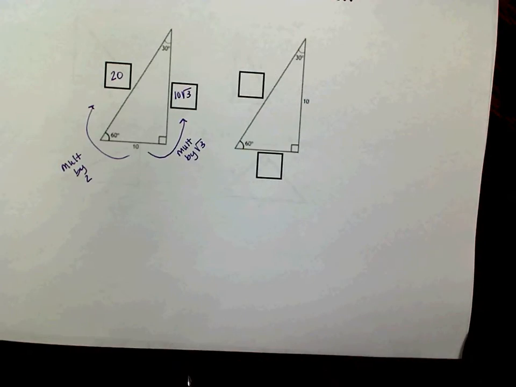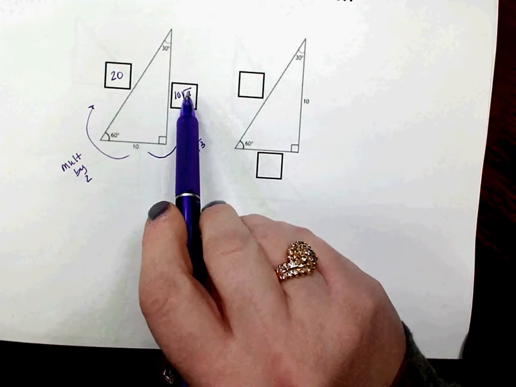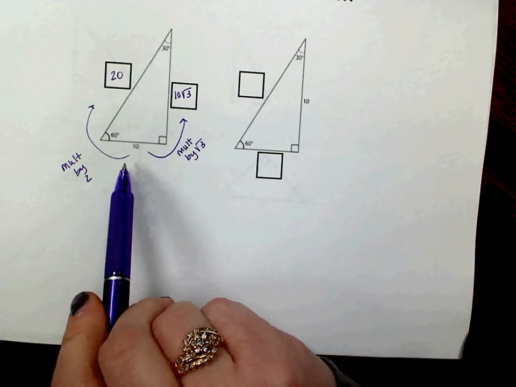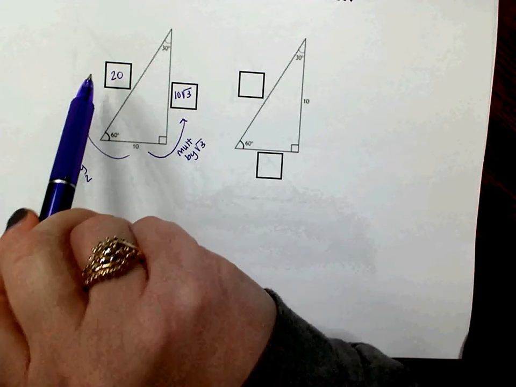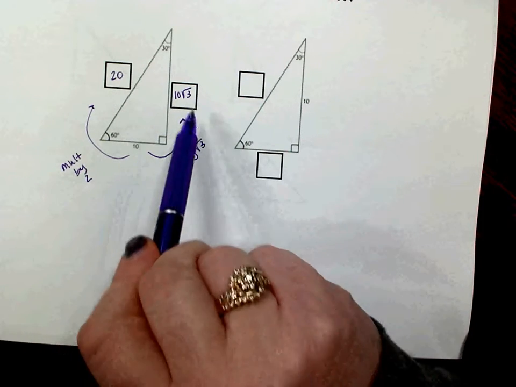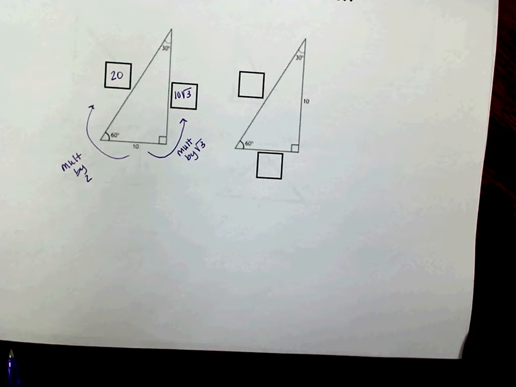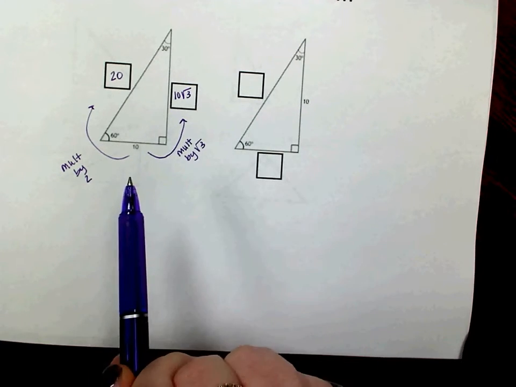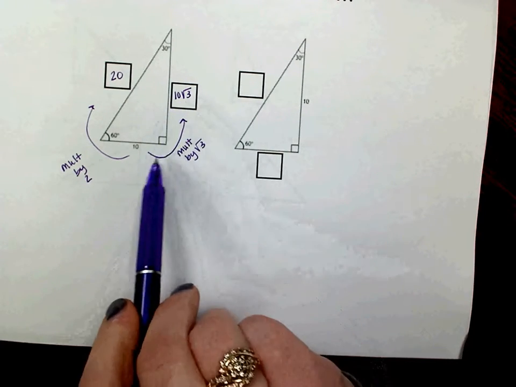If we were given the long leg and we want the short leg, we'd have to do the opposite. We'd have to divide by the square root of 3. So multiply by 2, divide by 2. Multiply by the square root of 3, divide by the square root of 3. There's 4 rules that could happen there. Anytime you go from something smaller to something bigger, you multiply. Anytime you go from something bigger to something smaller, you divide.